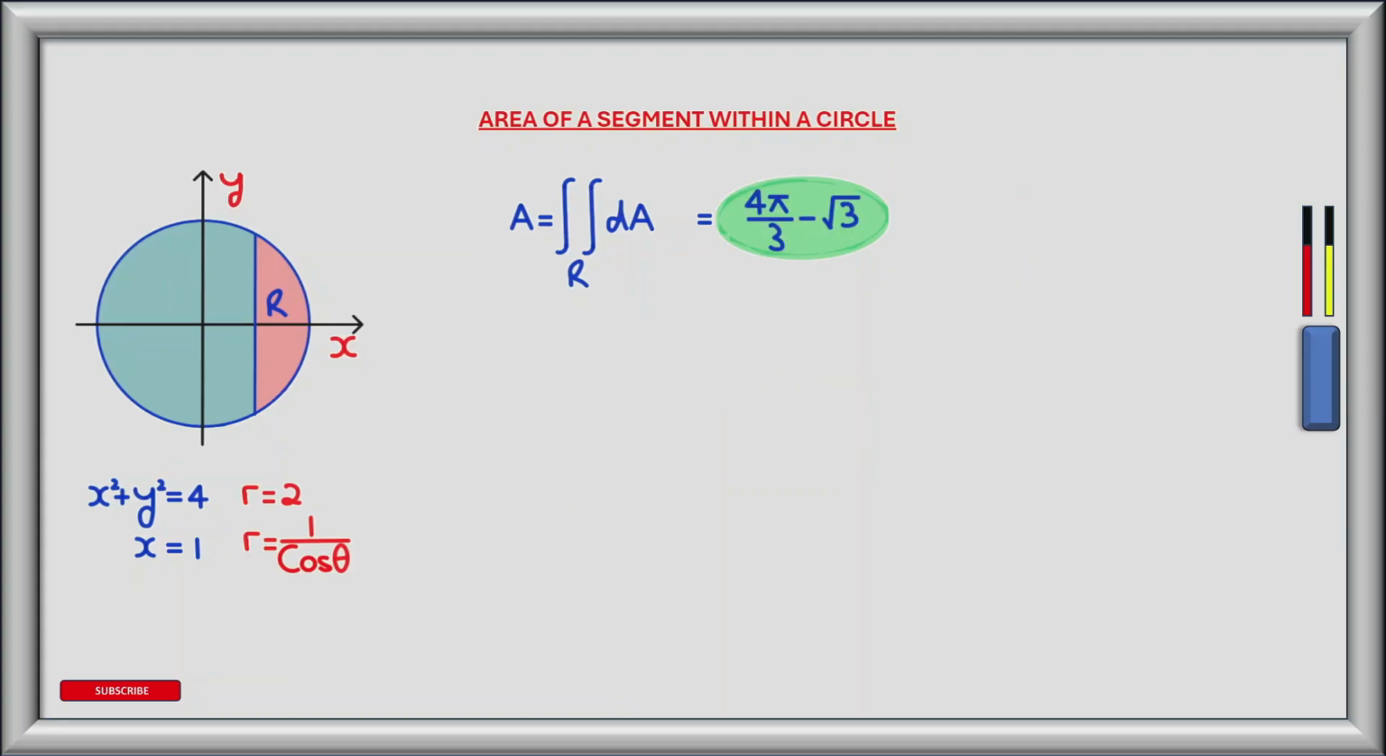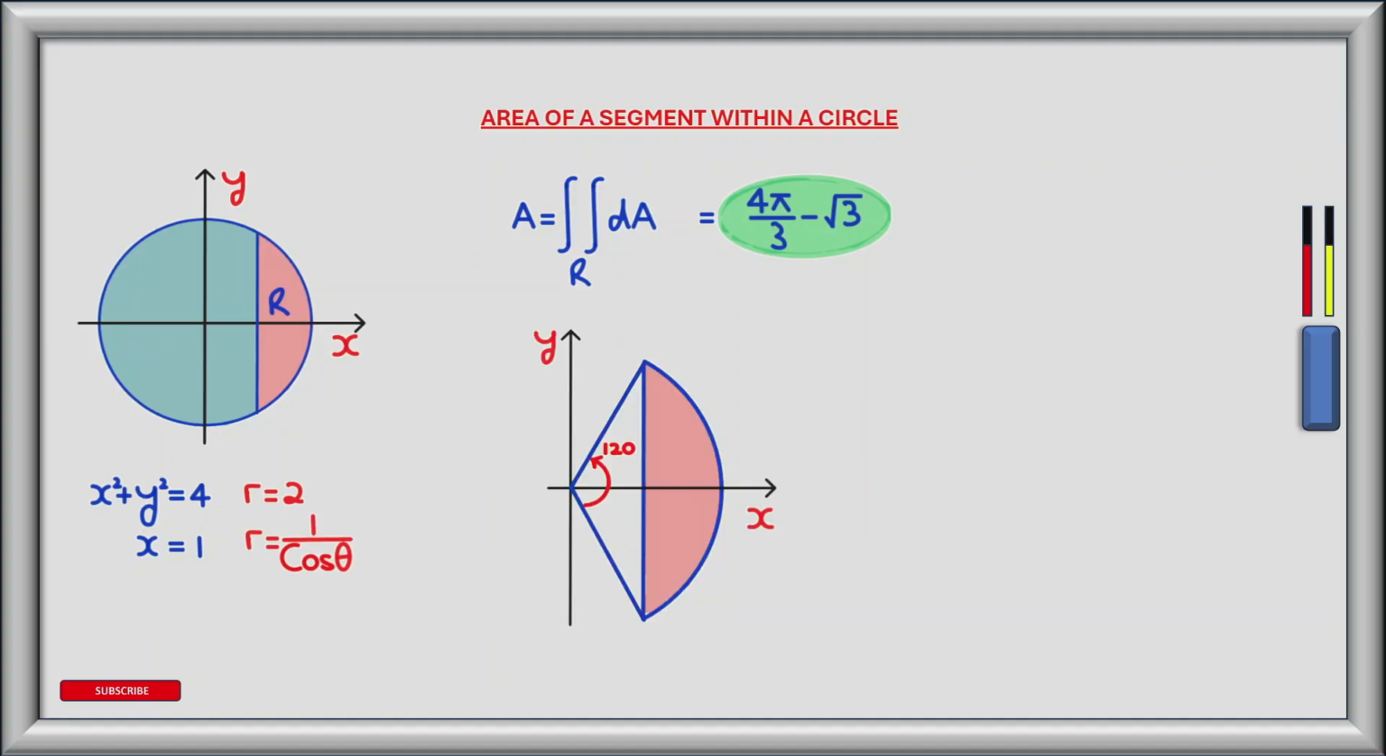So now we have the area of our segment shaded in red, which is equal to 4 pi by 3 minus the square root of 3. So now let's verify this solution. We can verify our solution by calculating the area of the sector of the circle and then subtracting the area of this triangle here and this triangle here.